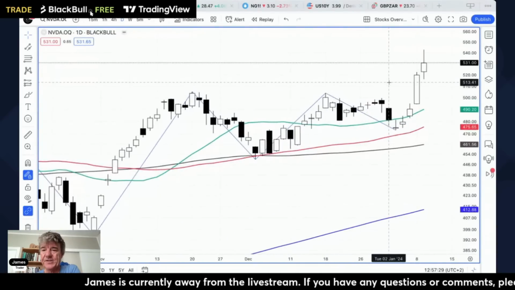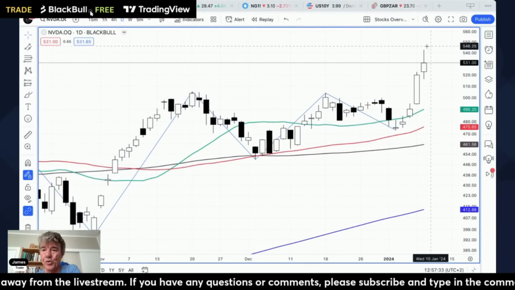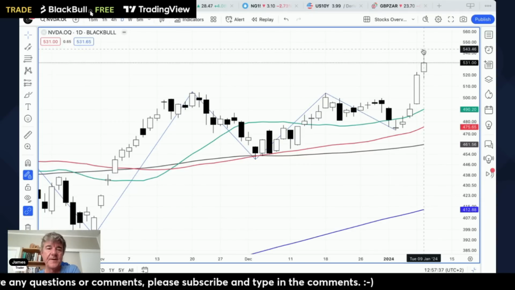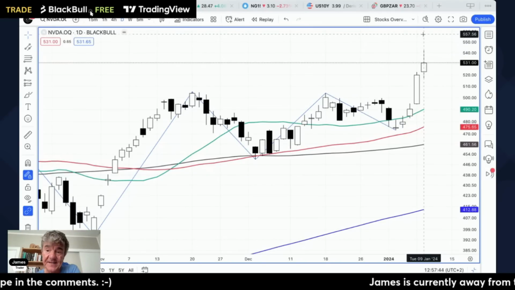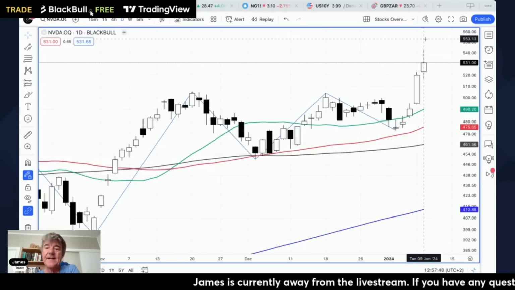Look at the way this looks. This is an acceleration pattern on NVIDIA. These are new all-time highs. So a bit of exuberance, a bit of FOMO, a bit of hype, too much drama going on. Doesn't mean we could not go further, and maybe we could get up to 560. Maybe we could get up to 565, 550, and that might be another opportunity to sell.